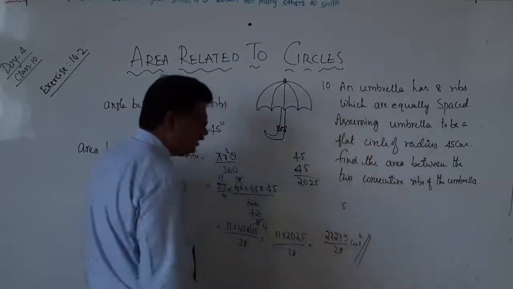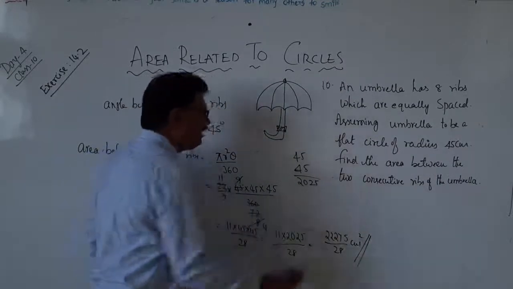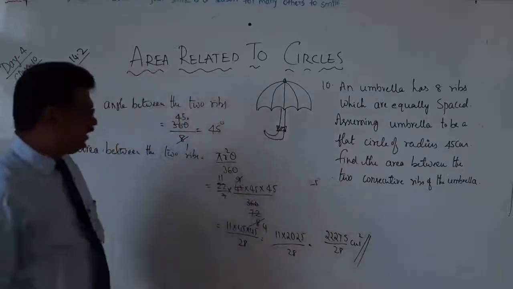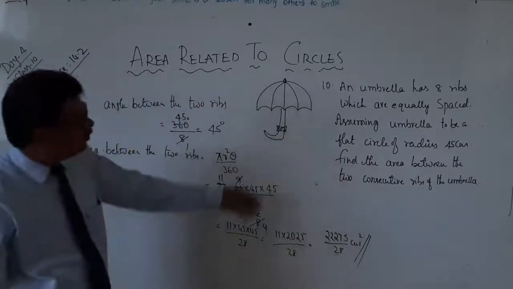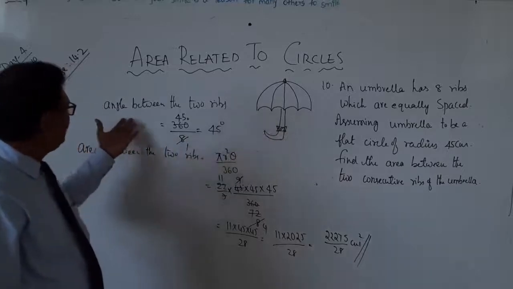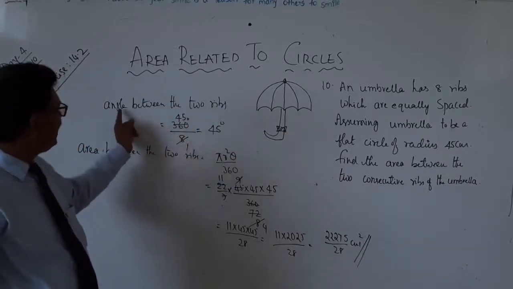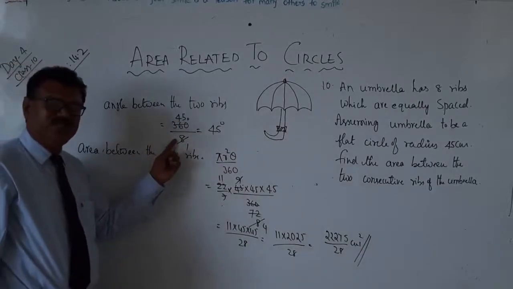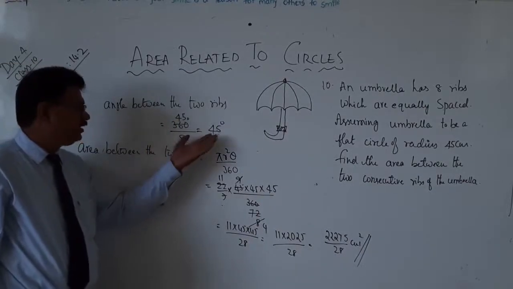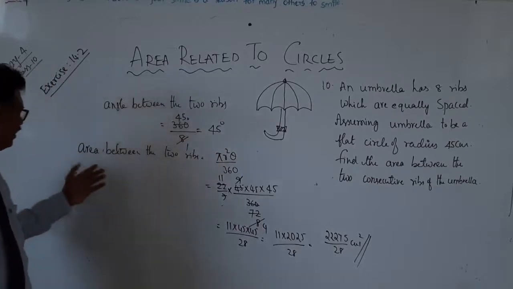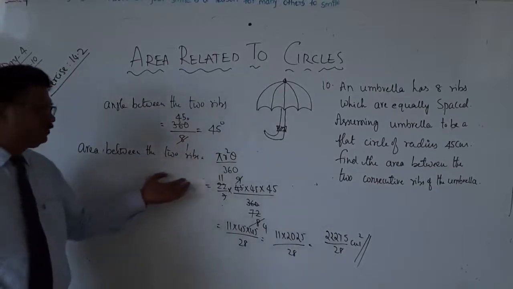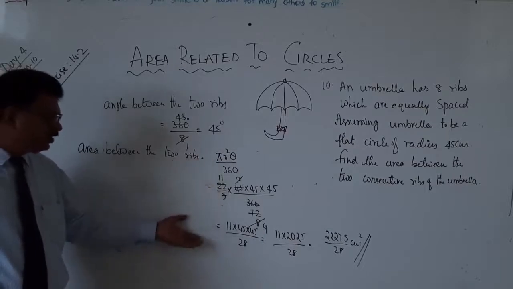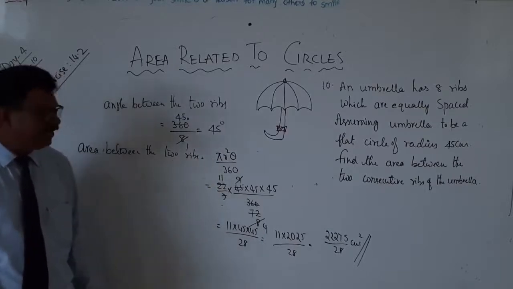Therefore this is the area of the given problem. So very simple. Area between the two ribs: the angle between the two ribs is 360 divided by 8, because it has been divided into 8 equal parts. Each angle will be 45, and the area between the two ribs is nothing but the area of the sector. So we used pi r square by 360. So like this we can find it. Okay? Please write down.